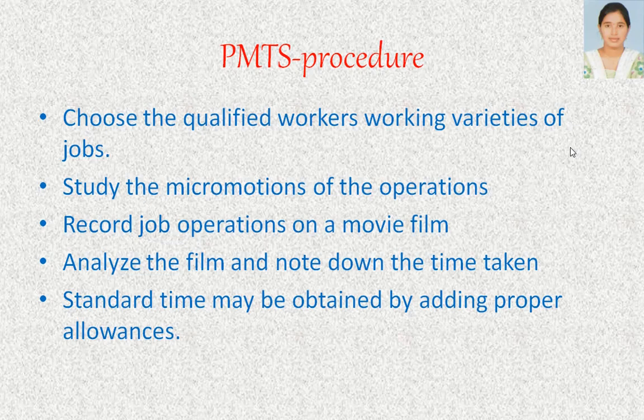Once the normal time is found, we can calculate the standard time with the help of allowances. So, by adding the allowances, we get the standard time. This is how we record the time using PMTS, that is, the Predetermined Motion Time Study.